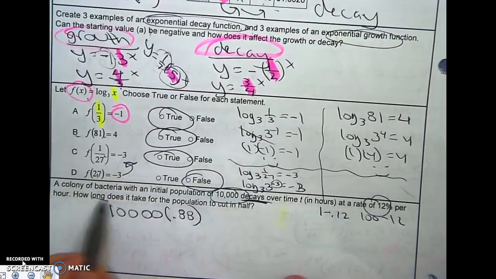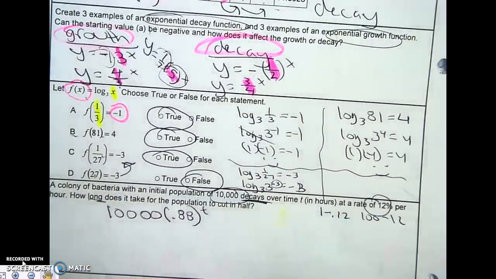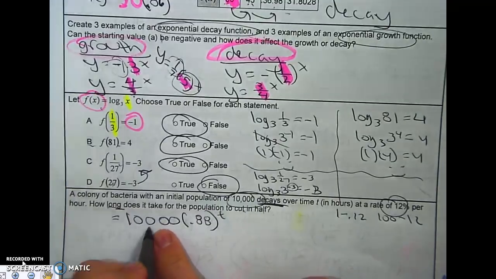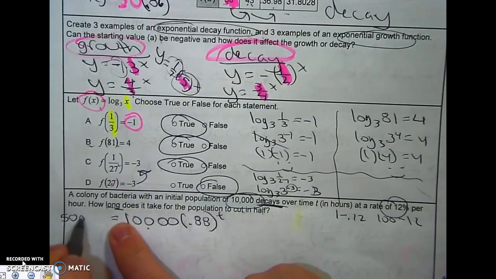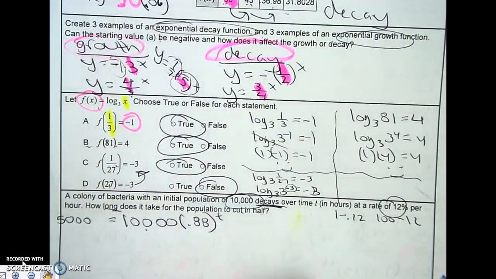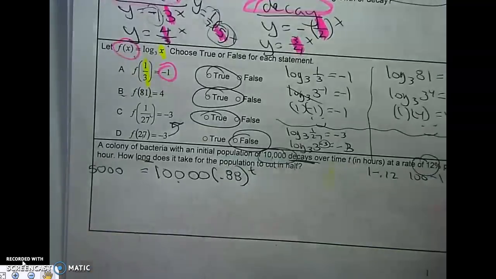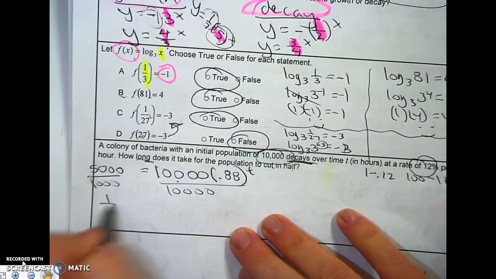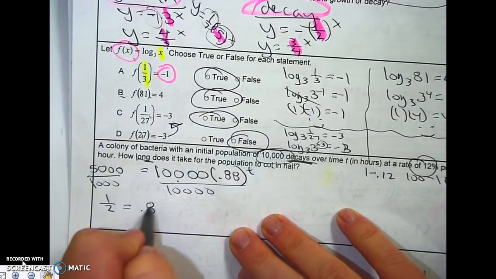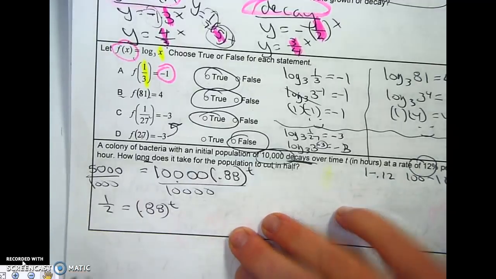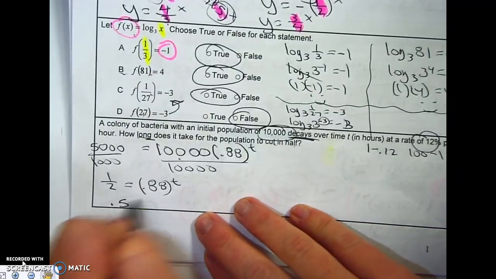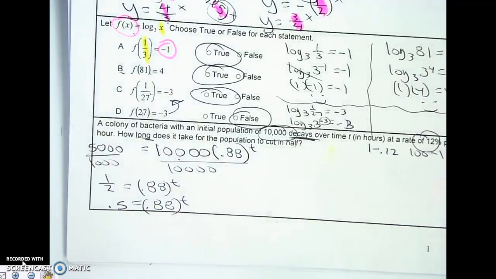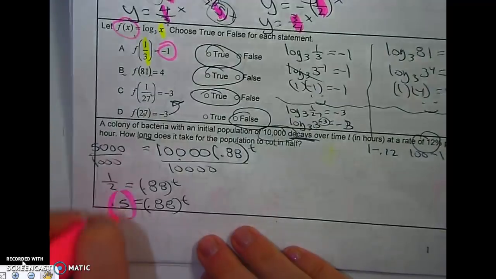And they're trying to figure out how long it takes, so that means you're trying to find t. And they want to know how long is it going to take for it to cut in half. So if it started at 10,000, it will be in half, will be 5,000. And that's my setup. To solve, I divide by 10,000. I get 1/2. Now, by the way, if some of you just see that in the beginning, that's fine. If some of you want to write this as 0.5 equals 0.88 to the t, it doesn't matter. You get the same answer. Either way, next step, log it.